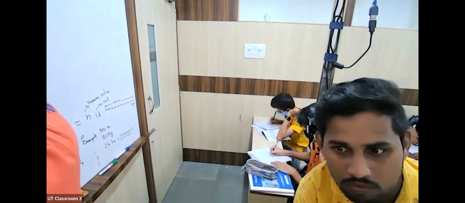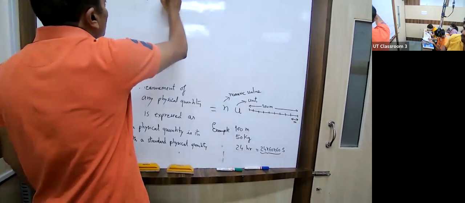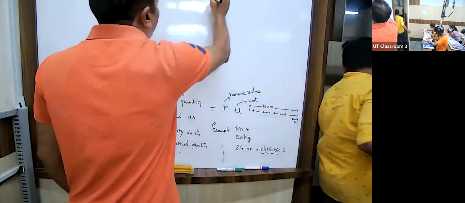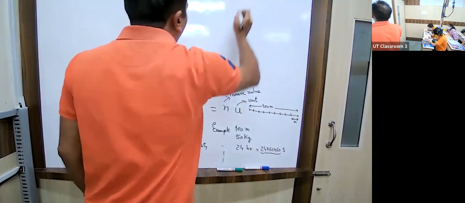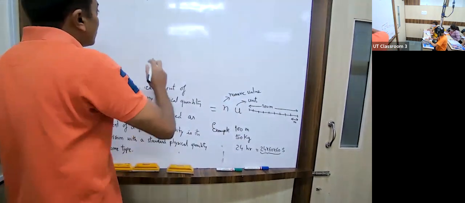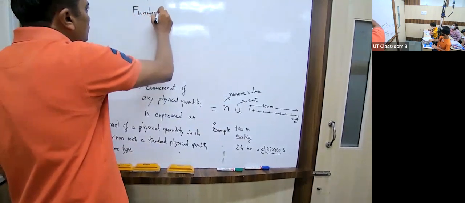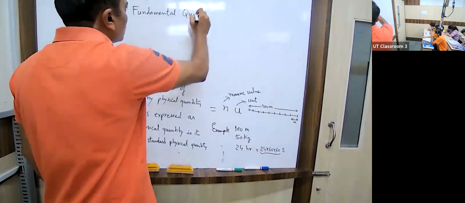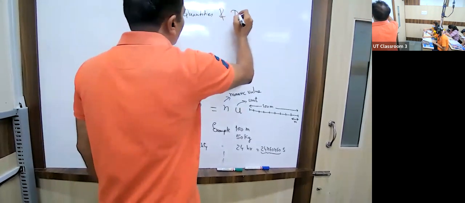So let us see what are the different types of physical quantities. There are two types of physical quantities: fundamental quantities and derived quantities.